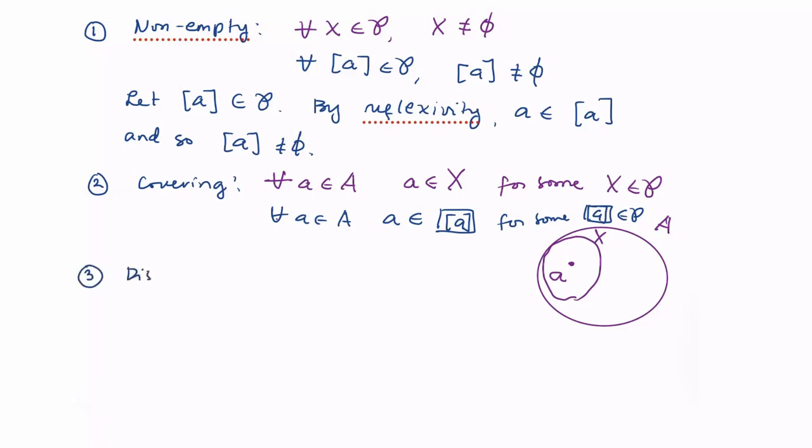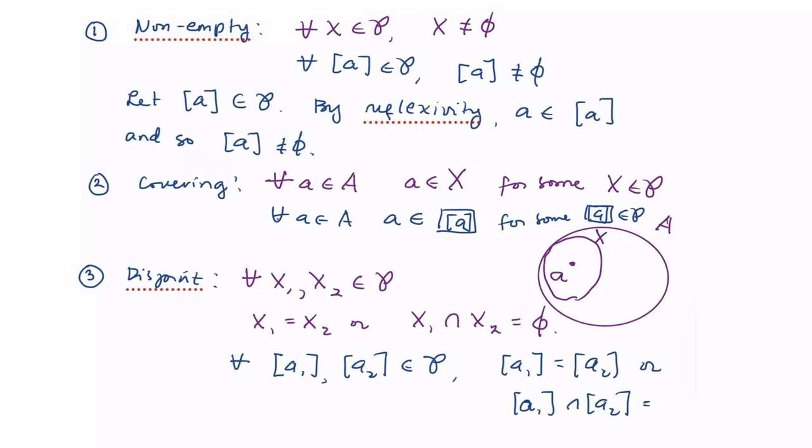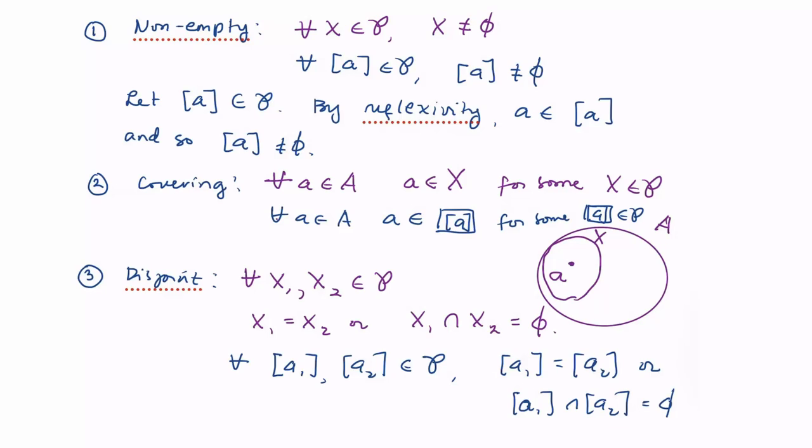Lastly, disjoint. So the definition says that if we get two elements in the partition, let me just call them x1 and x2, either they are equal or they are disjoint. Our x1 and x2 will be equivalence classes. So for any two elements in the partition, we want to show that these two are equal or they are disjoint. Okay, so how do we prove this?